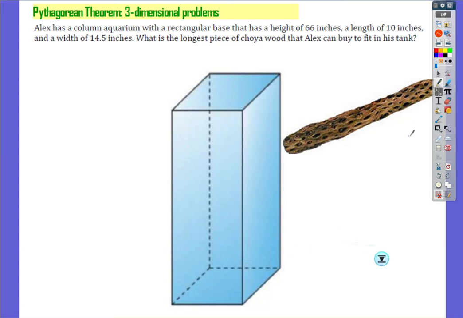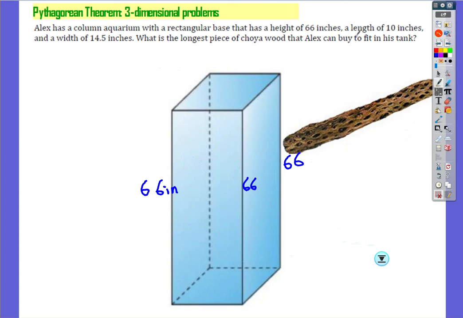Let's read it first, see what we've got to do. Alex has a column aquarium with a rectangular base that has a height of 66 inches. So immediately we know that each one of these height columns is 66 inches. We'll go ahead and label one of them in case we need to refer back. We also know that this back here is 66, but I think we've done our due diligence here.